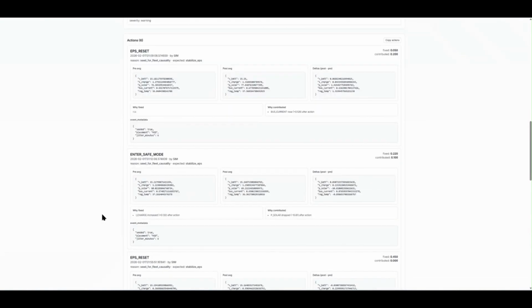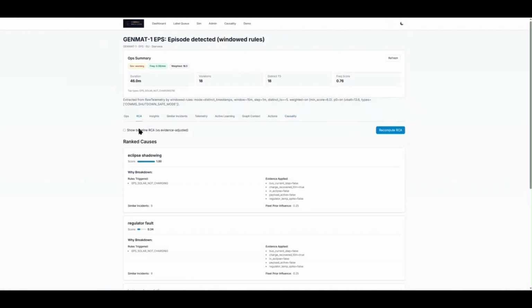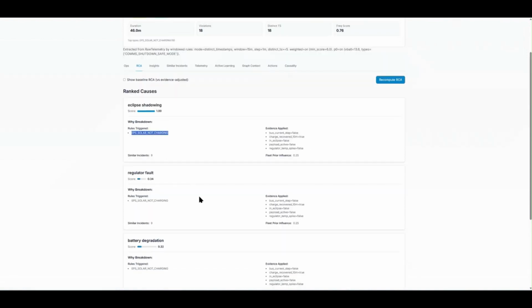So I think I've explained all the tabs here. What is the causality? We are saying EPS reset most of the time, and the root cause analysis would actually confirm it. EPS, solar not charging, all this. I think we're probably missing another screen.